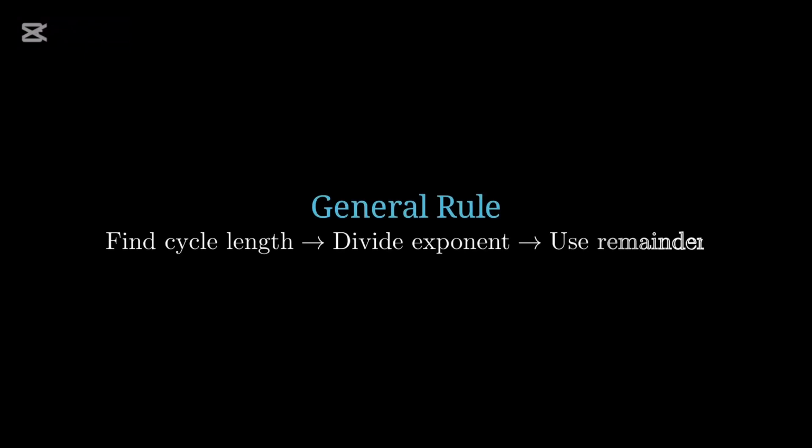And then you can check the general rule. Find the cycle length, then after that you divide the exponent, then you use the remainder. That is about that.